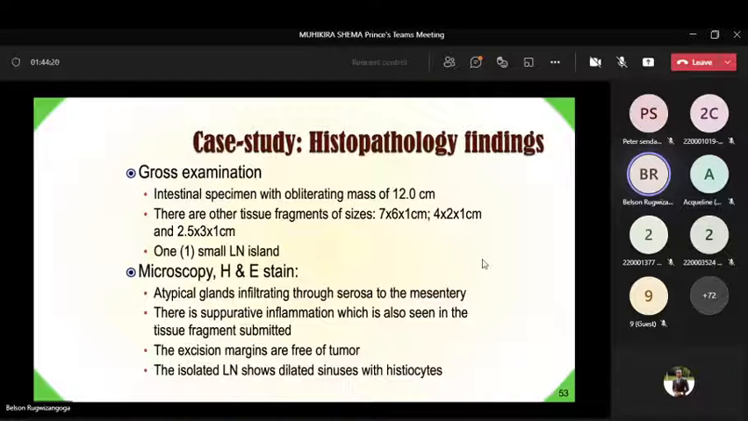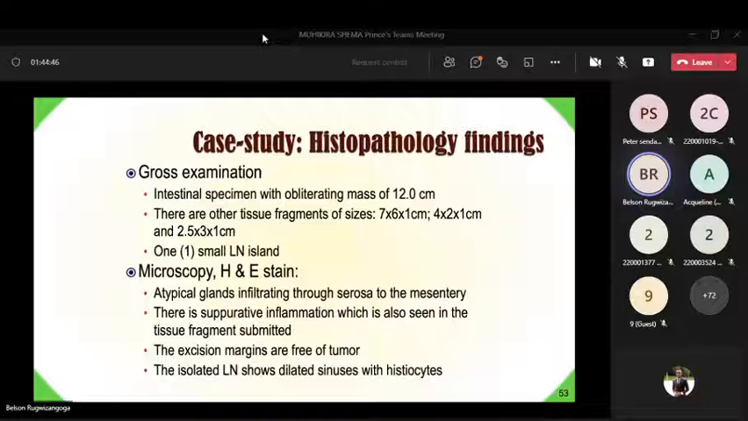So we received the intestinal specimen with a penetrating mass 12 centimeters long. There are other tissue fragments of size 7 by 6 by 1, 4 by 2 by 1, and 2.5 by 3 by 1 centimeters. And one small lymph node was separate.